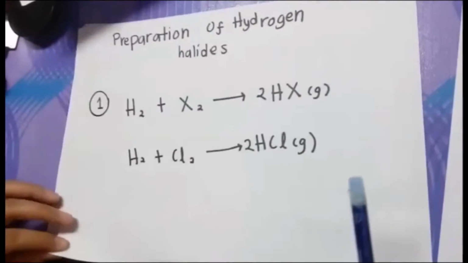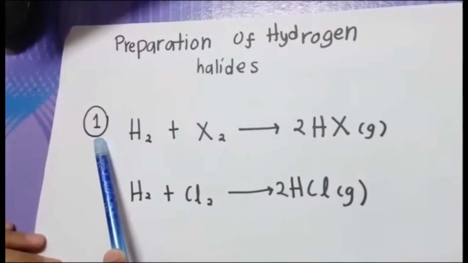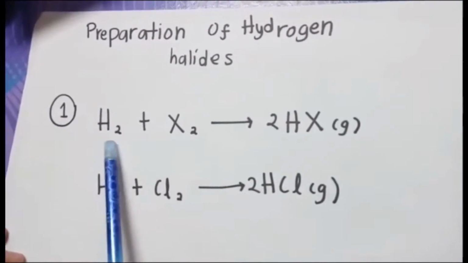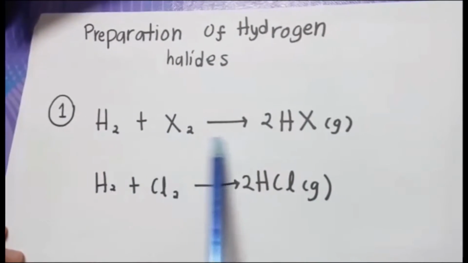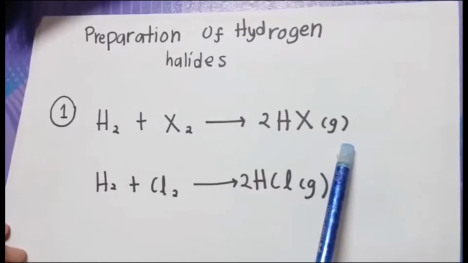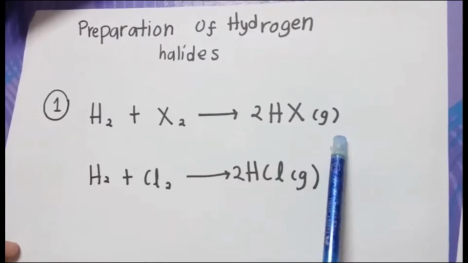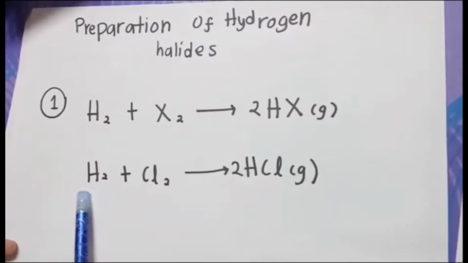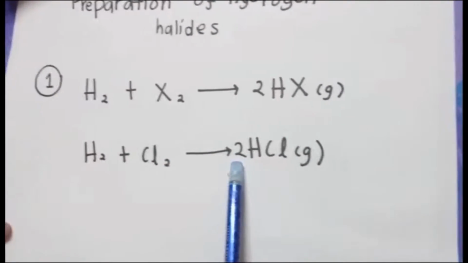There are several ways to prepare hydrogen halides. The first way is by direct combination of hydrogen and the halogen. So this is the general reaction to prepare hydrogen halides. We take a simple example, which is hydrogen reacting with Cl2, and you will get 2 moles of hydrogen chloride.